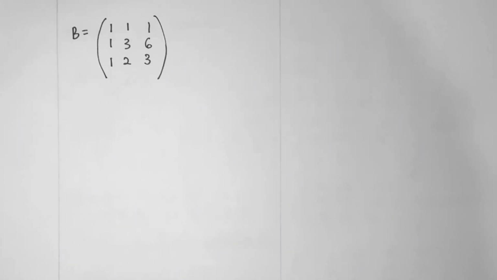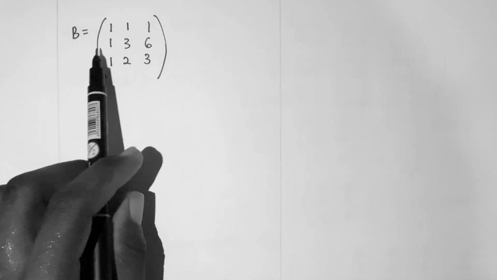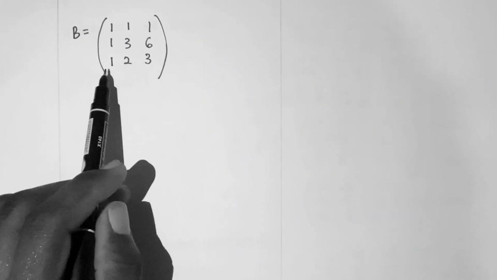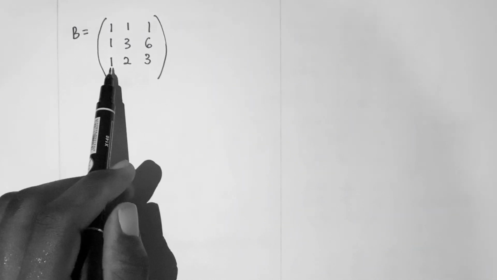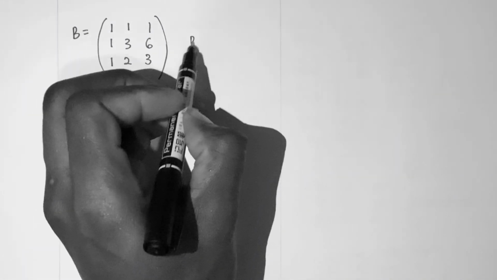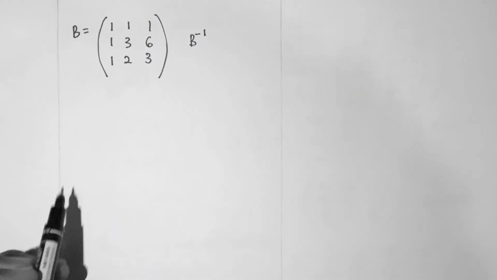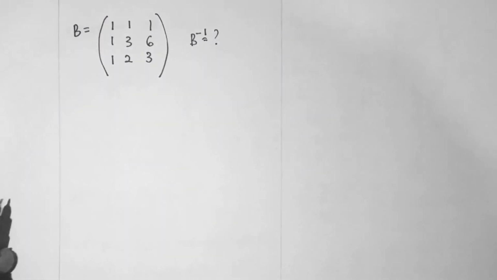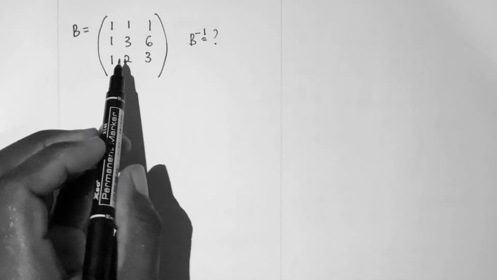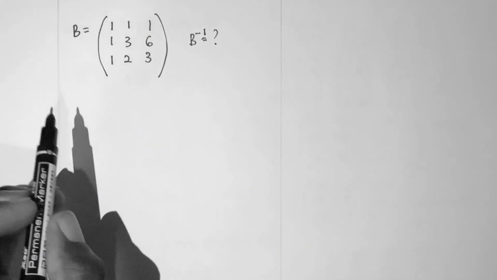So let's take this other example. Matrix B is given as 1, 1, 1, 3, 6, 1, 2, 3. We are supposed to find the inverse of matrix B, which is B inverse. So in finding the inverse of a 3 by 3 matrix, the first thing is to find the determinant. So let's find the determinant of B.